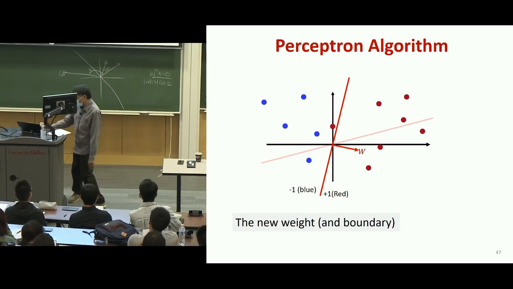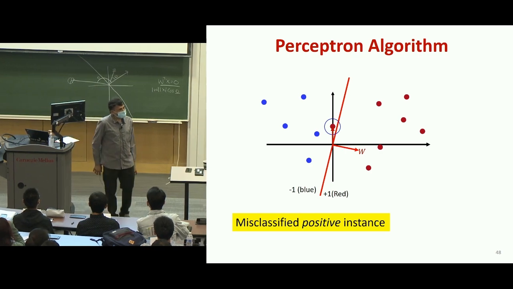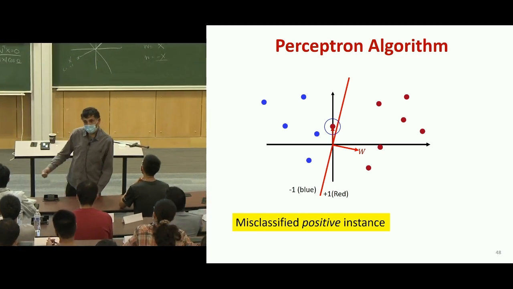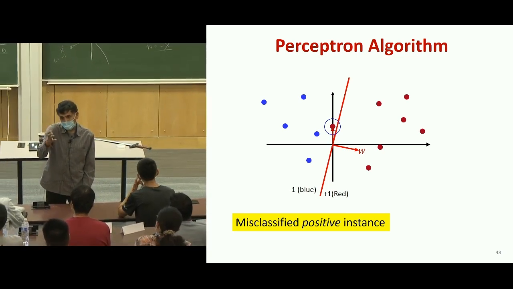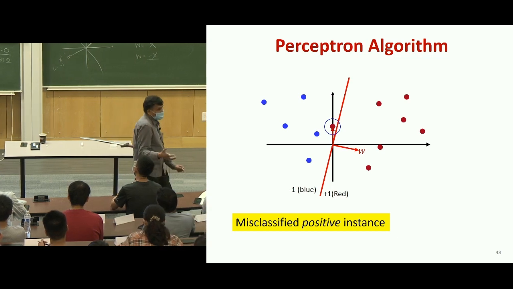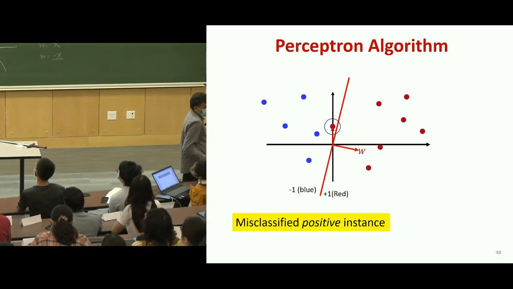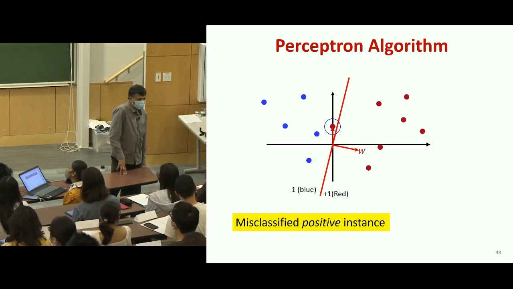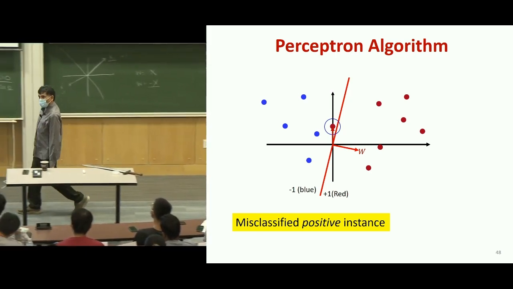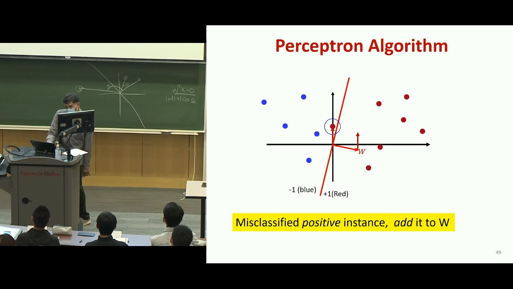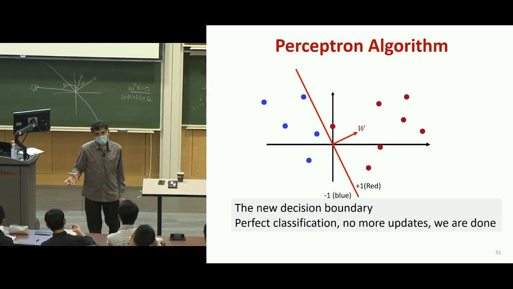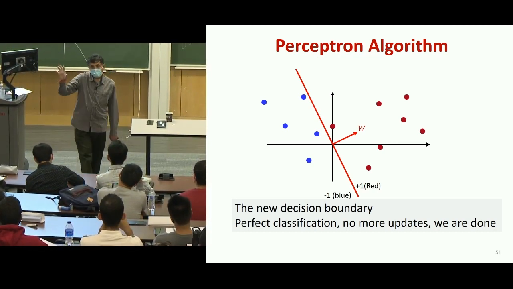But then I scan through my data again, I find this positive instance which is misclassified. It's on the negative side, right? What is the best weights vector for this positive instance? The vector itself, right? So what can I do to push the weights vector towards this guy? Add it, right? Because I'm going to pull the weights vector towards this data instance. And so I can add it. That's going to give me my new boundary. Now everything is perfectly classified. There's nothing more to do. I have a boundary, right? The algorithm clear to everybody?